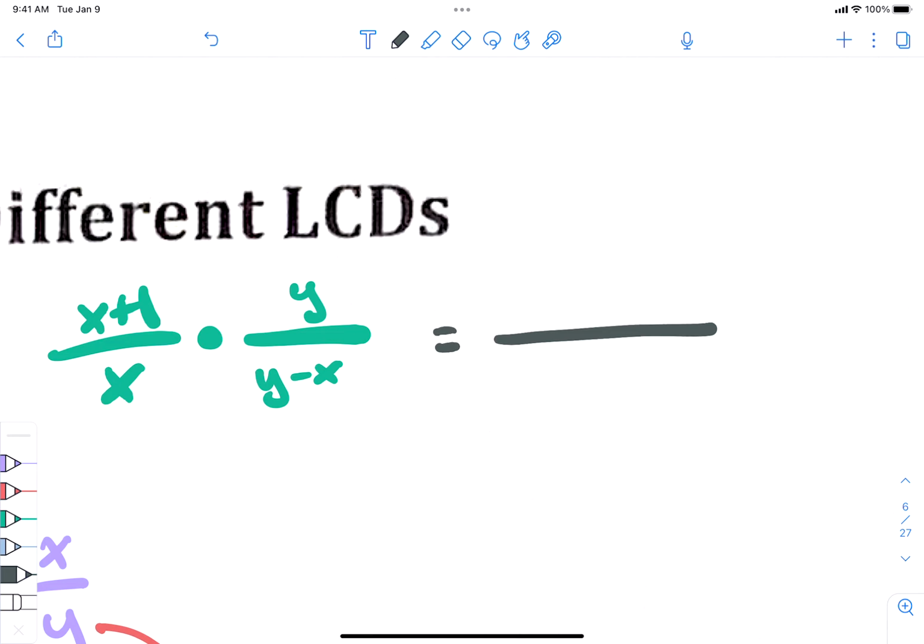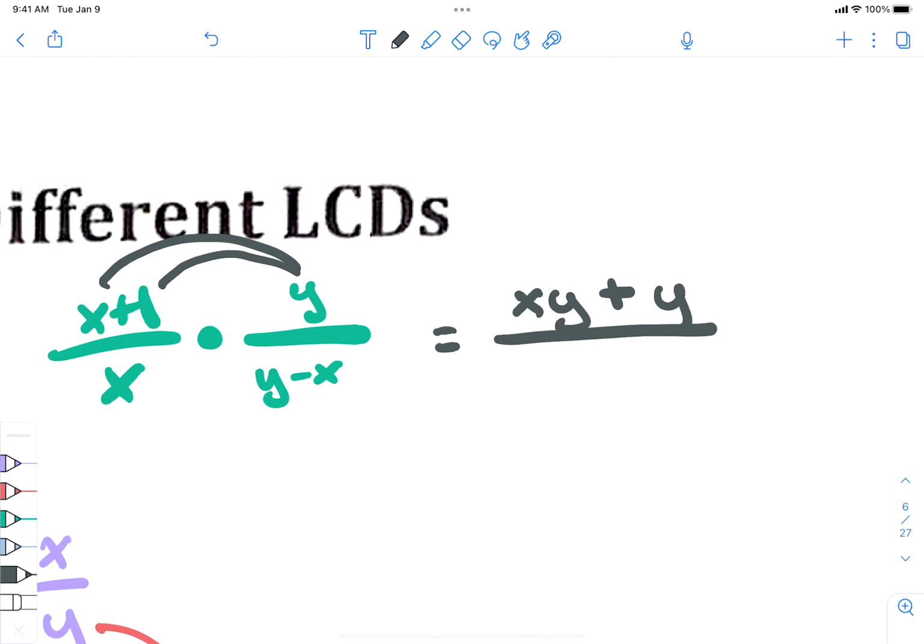Multiply the tops. Okay, how do I multiply the tops? You want to actually multiply him through? We can multiply him through. Okay, what's x times y? xy plus y over, multiply the x through, xy plus, no, minus, it'll be minus x squared.